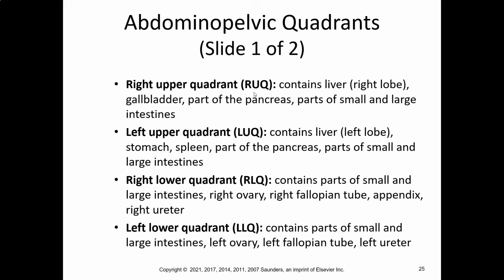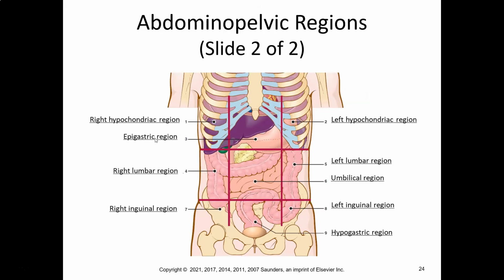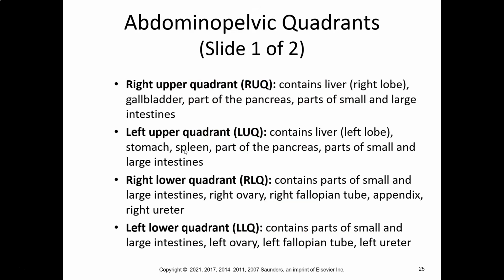All right, the right upper quadrant. Now you have quadrants. These are regions, but you also have quadrants, four quadrants. The right upper quadrant contains the liver, the right lobe, gallbladder, part of the pancreas, part of the small and large intestine. Left upper quadrant contains the liver, left lobe, stomach, spleen, part of the pancreas, parts of small and large intestine.